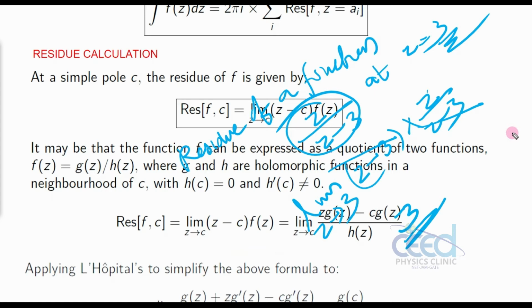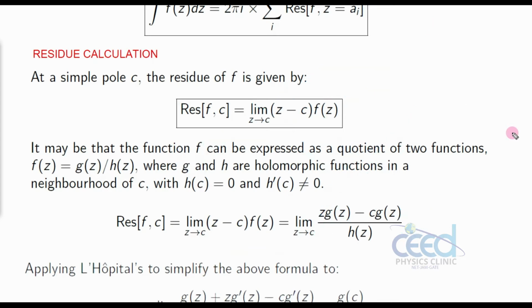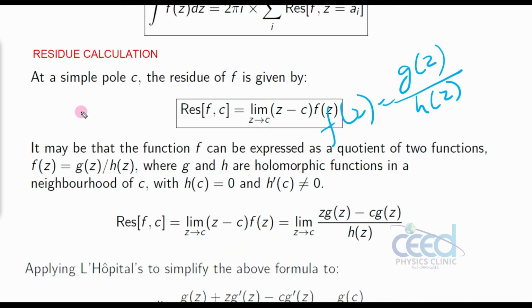Now we have one more method to calculate this. If the function is in the form f of z by g of z, or we may write g of z divided by h of z, suppose you have a function like this. For example, suppose you have a function z divided by (z minus 1). This is f of z.